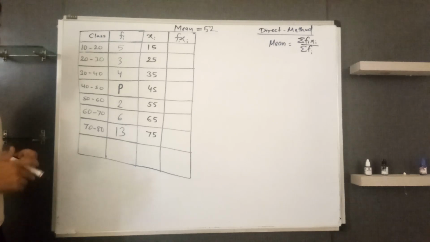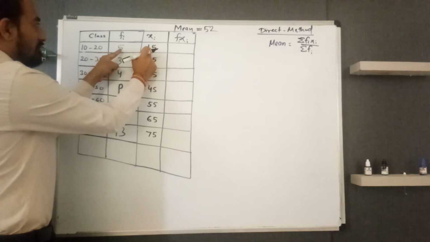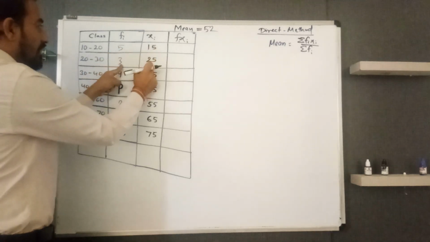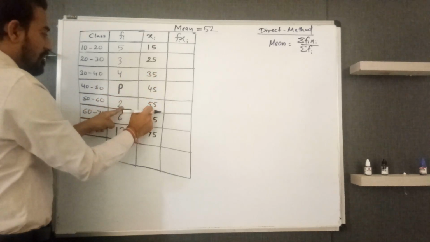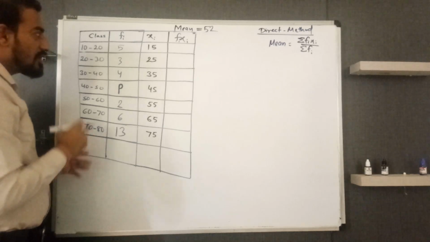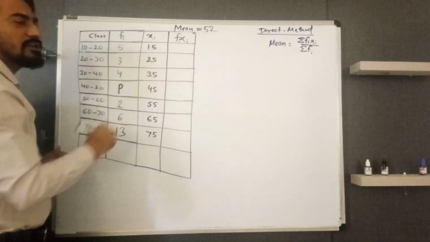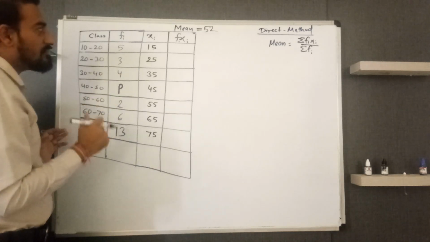The next is fx. If we follow direct method, then in case of fx, we have to find the products of these numbers: 15 and 5, 25 and 3, 35 and 4, 45 and P, 55 and 2, 65 and 6, 75 and 13. If we follow step deviation method, as we discussed in previous class, we will have fu.